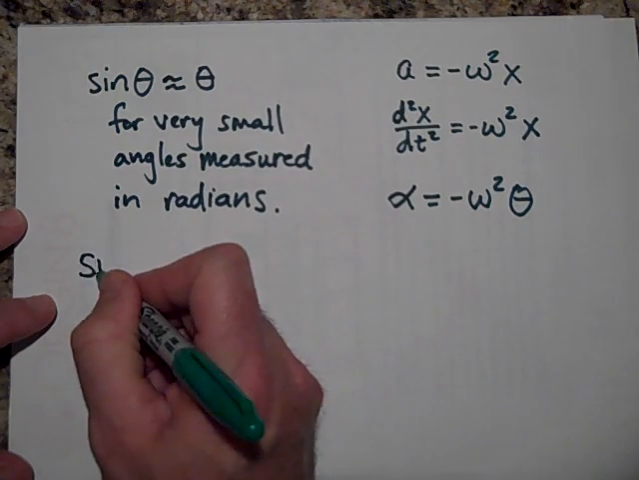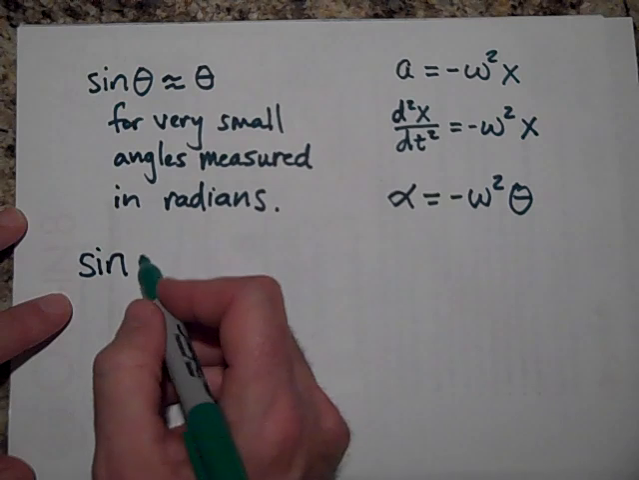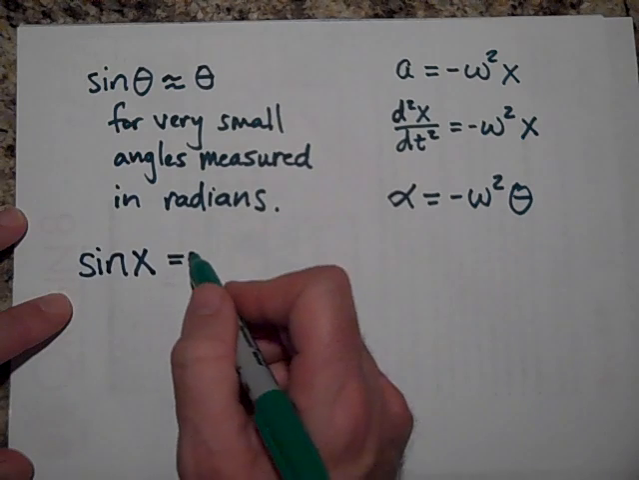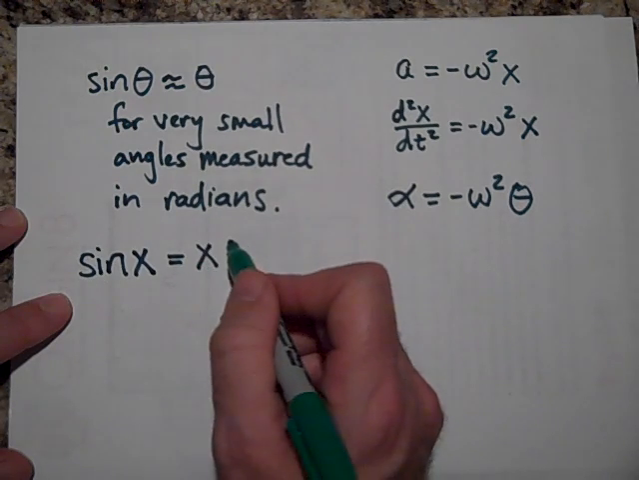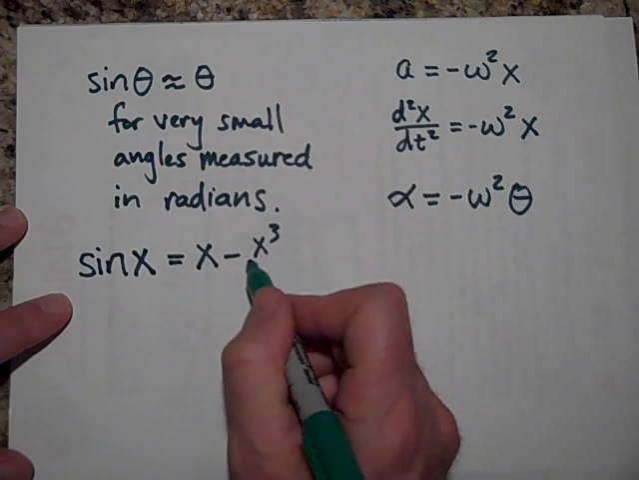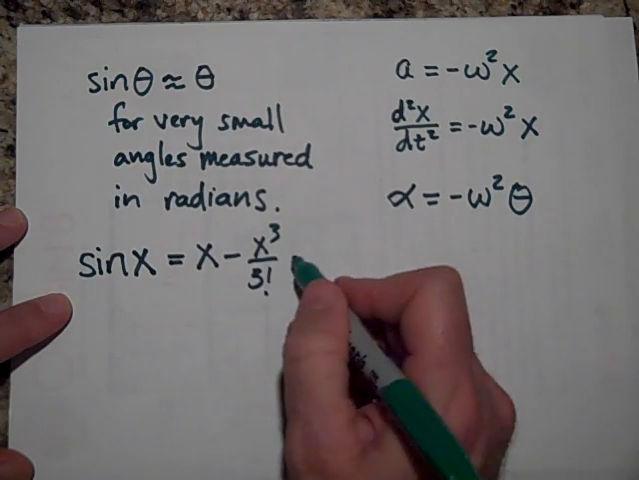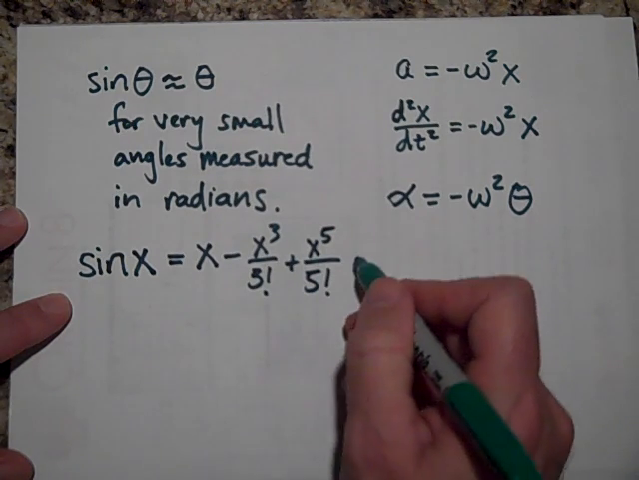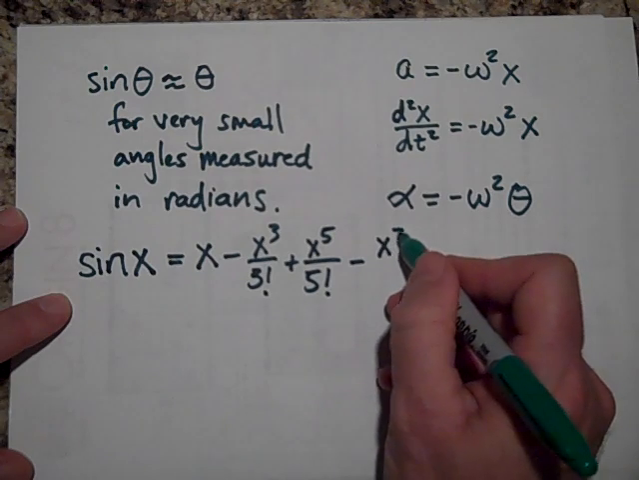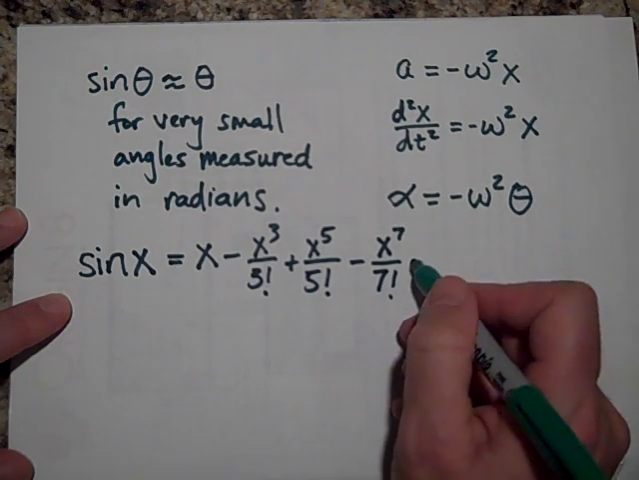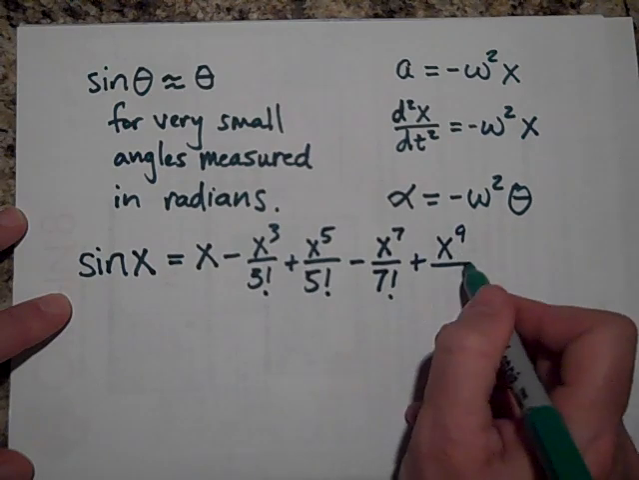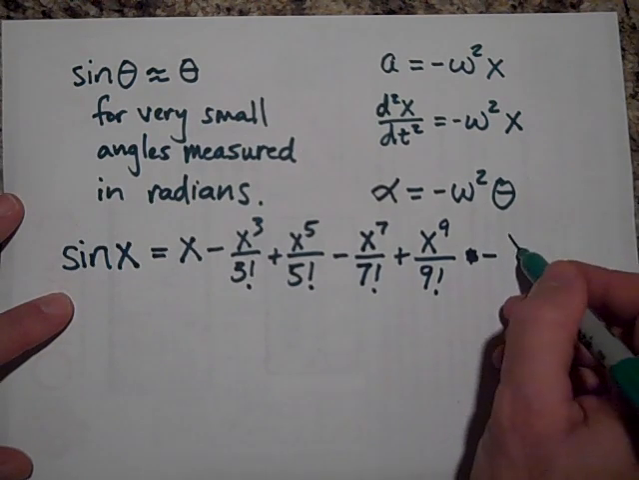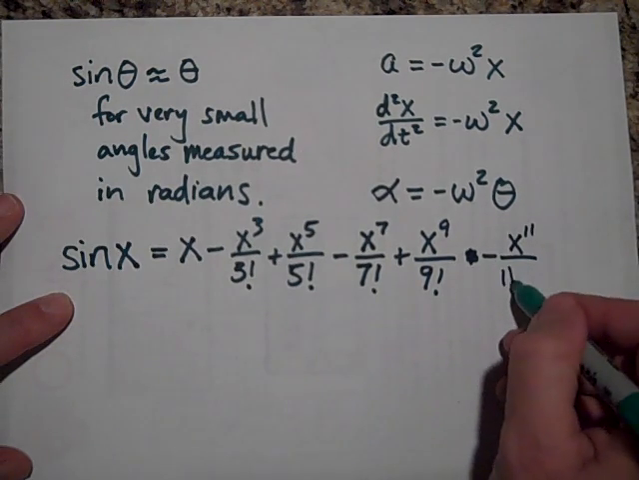There's an expansion series for sine, let's call it sine of x. The sine of x can be represented with this expansion: x minus x cubed over 3 factorial plus x to the 5th over 5 factorial minus x to the 7th over 7 factorial plus x to the 9th over 9 factorial. And you see how this goes. This next one will be minus x to the 11th over 11 factorial, and it keeps doing that.